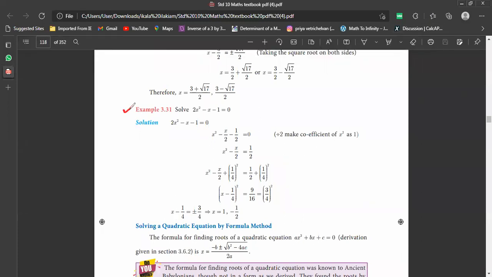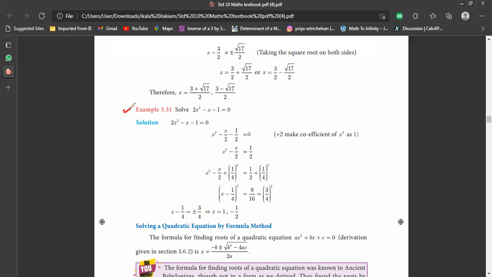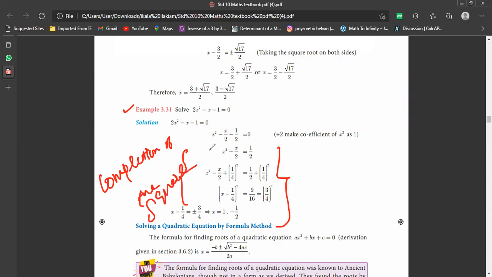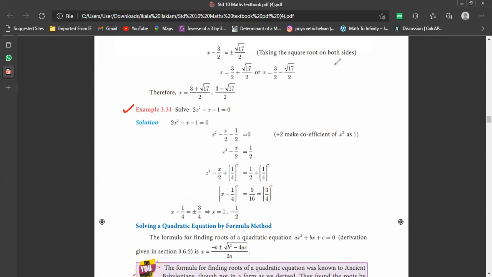So the example 3.31, they gave a quadratic equation 2x square minus x minus 1 equal to 0. So they're asking us to solve the equation, which means we need to find the value of x here. So we will solve this equation with the help of the completion of the square method. Completing the square or completion of the square. I'll tell you how. We'll use the basic algebraic formula, which is a plus b the whole square or a minus b the whole square. It's based on the symbol. You will understand easily. Okay, let's solve this.